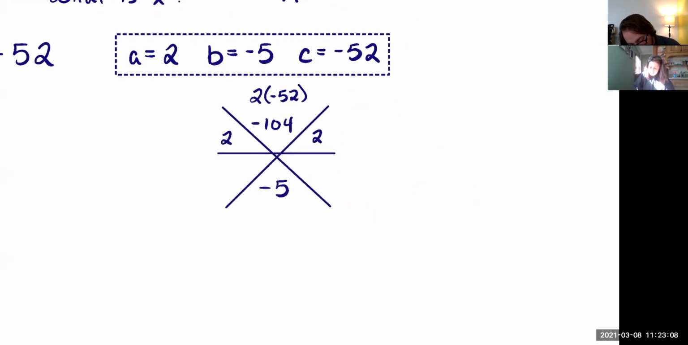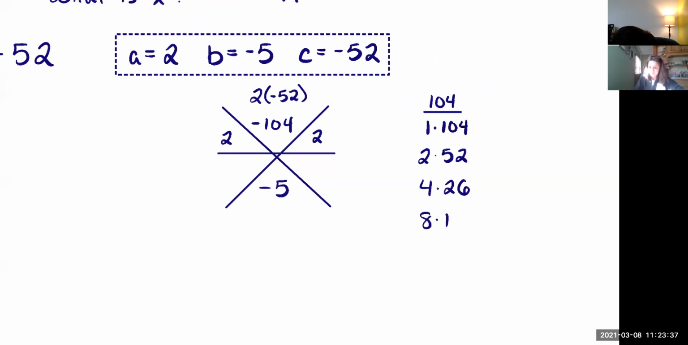So if I was in this situation, I'd say, okay, 104. 1 times 104, I know that one works. 104 divided by 2, I get 2 times 52. Divided by 3, nope. Divided by 4, I get 4 times 26. It doesn't divide by 5, I try 6, nope. 7, nope. 8, yep. 8 times 13.